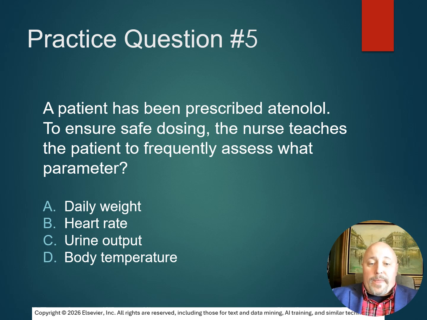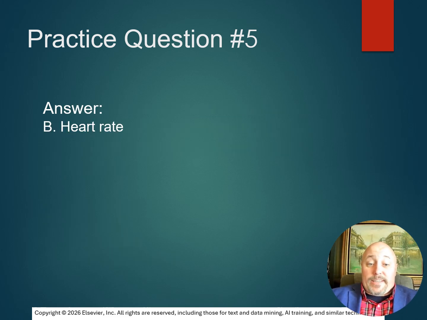Question 5. A patient has been prescribed atenolol. To ensure safe dosing, the nurse teaches the patient to frequently assess what parameter? Would that be A, daily weight, B, heart rate, C, urine output, or D, body temperature? And that answer is again going to be B, heart rate. Anytime we're dealing with a beta blocker, your priority assessment is going to be to assess that heart rate. Apical pulse, 1 minute.